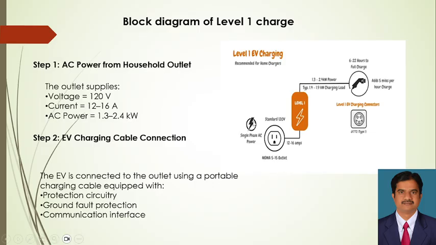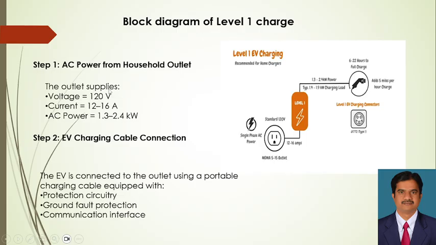This is a single phase AC power supply that we have. This is the outlet, standard 120 volts. In level 1, it is going to draw 12 to 16 amps, sometimes 10 to 16 amps. The range can be very little. From that, the battery is going to be charged. This is a level 1 EV charging connector, that is J1772 Type 1.